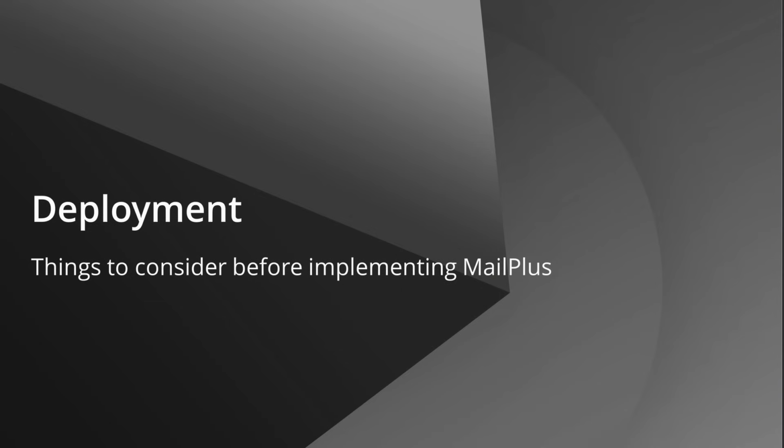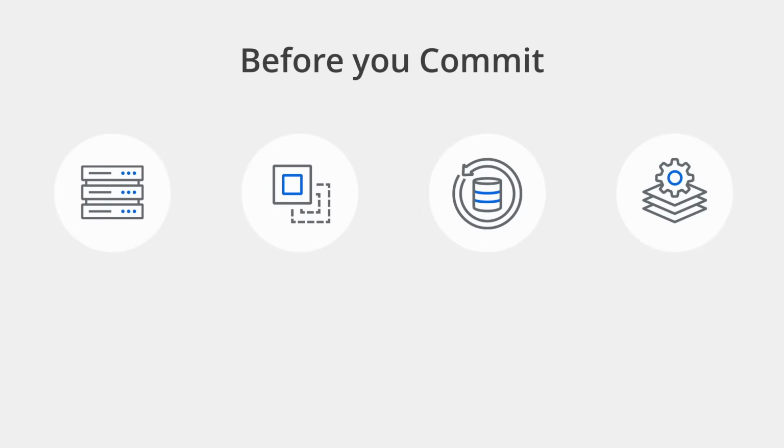So we've gone over some of those great MailPlus features, and in this next section, we're going to be taking a look at deployment tips and some things you want to consider before implementing MailPlus. Before you commit, you're going to want to take a look at essentially these four sections. Is on-prem the right choice for you? Do you want to have this hosted in the cloud, or do you want to be hosting it yourself on your own hardware?